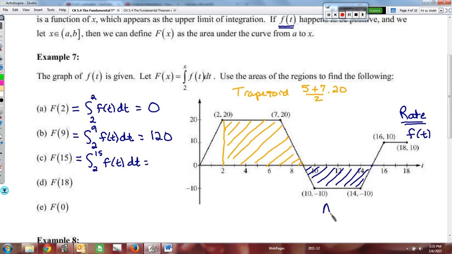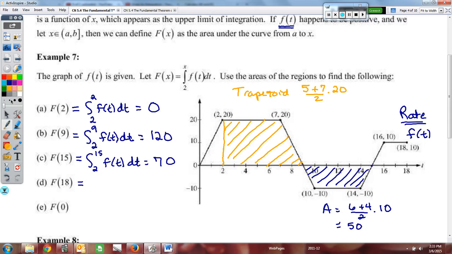So the area of this portion down here, my bases, we're going from 9 to 15, so we have a base of 6. I'm going from 10 to 14, a base of 4, so I average my bases, I multiply times my height, so my area is going to be 50 here. So I take the 120 that I already accumulated, and I lose that 50, so now I'm at 70 for my accumulation. And then we want f of 18.